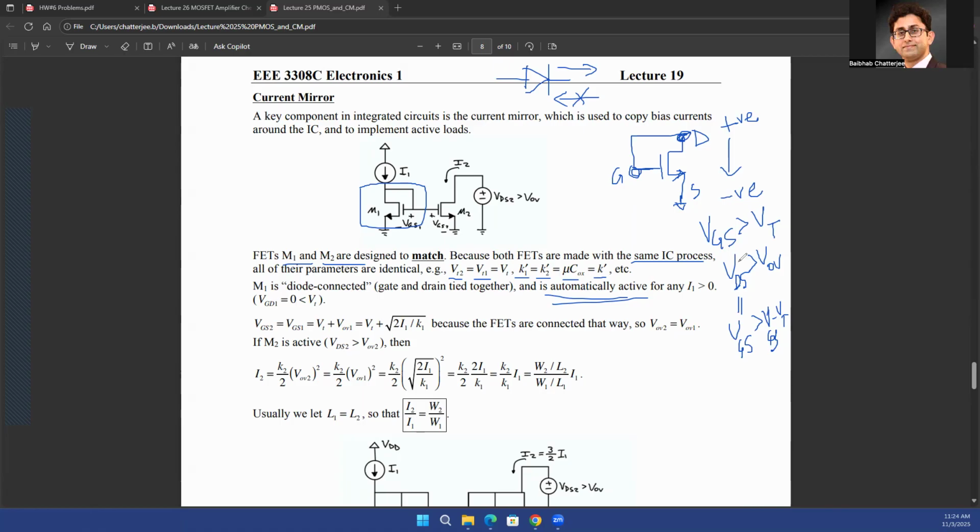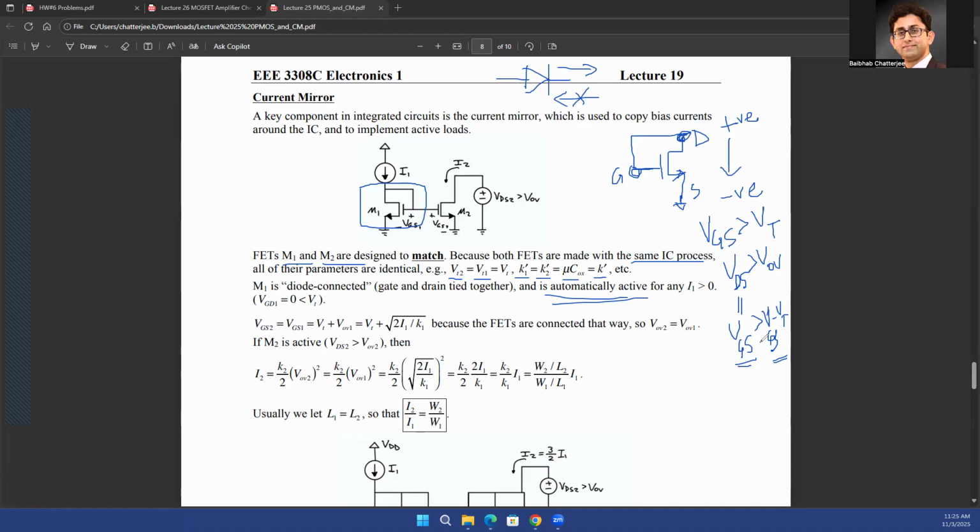Your VGS is always going to be higher than VGS minus VT for the NMOS, and that is the reason why this transistor is always in saturation. The only thing you need to ensure is that your VGS is higher than the threshold voltage, and the transistor will always be in saturation. You don't even need to analyze whether your VDS is greater than V overdrive, because VDS is equal to VGS, V overdrive is equal to VGS minus VT, and VGS is always higher than VGS minus VT. So a diode connected transistor is always going to be in saturation.